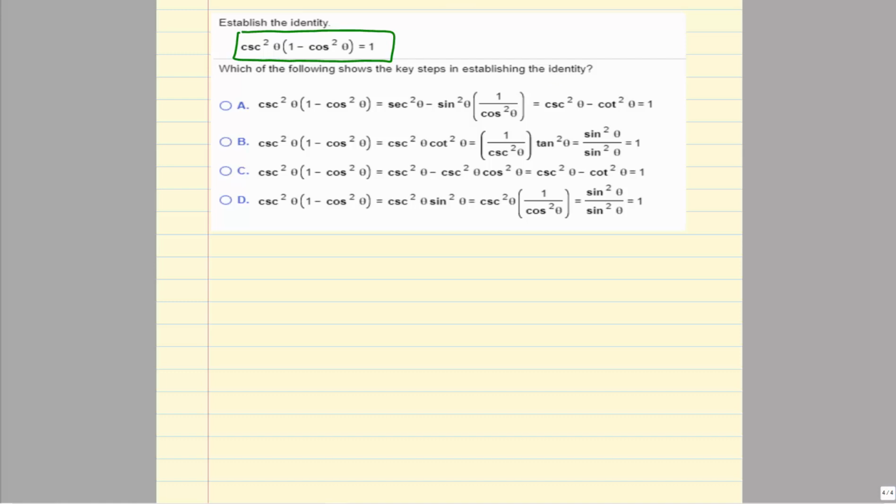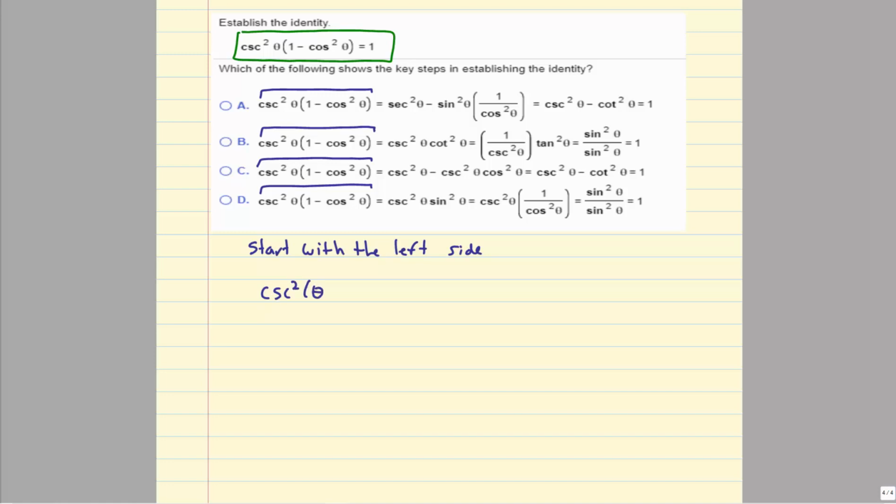Well, remember our rules or our suggestions: start with the more complicated side. Well, they're telling us which side to start with. So they're saying on all of these, A through D, to start with the left-hand side. So they're giving you a hint on how to start. So let's go ahead and start with the left-hand side. And the left side in this case is definitely more complicated. So that would be cosecant squared of theta times 1 minus cosine squared of theta equals 1. So we're starting with the left side and we're trying to make it look like the right side.